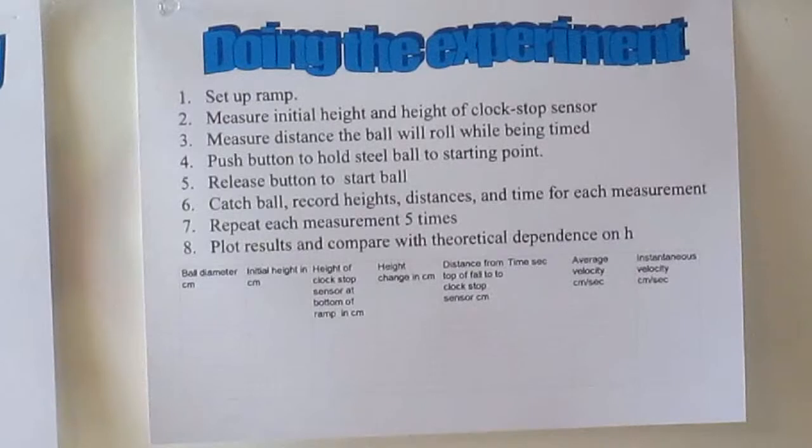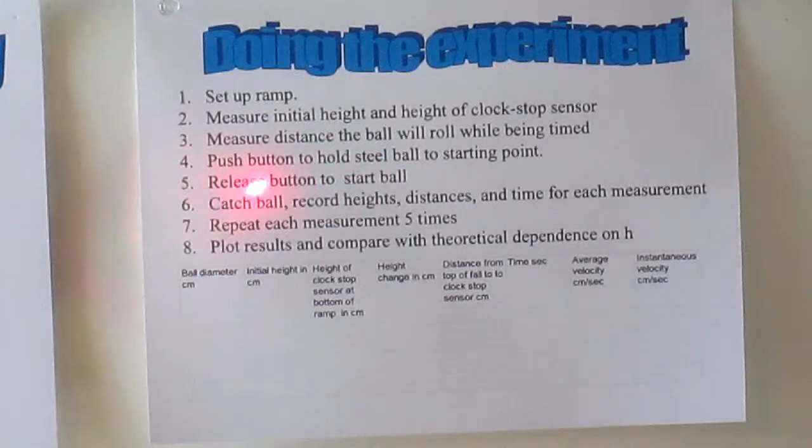Okay, now doing the experiment, what we're going to do is set up the ramp, and it's pretty much set up. Measure the initial height and the height of the clock stop sensor. The initial height is the height from which we drop the ball, and the clock stop sensor is where the timer turns off. So it's the time it takes to fall from the initial height to the clock stop sensor. So that's what h is. We're going to measure the distance the ball will roll while it's being timed. That's along the ramp.